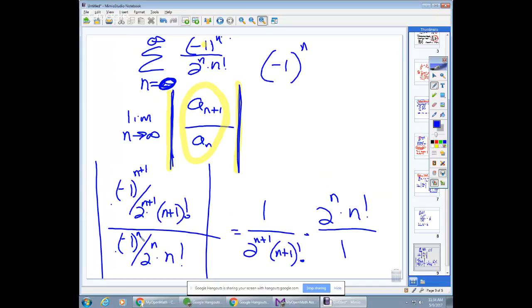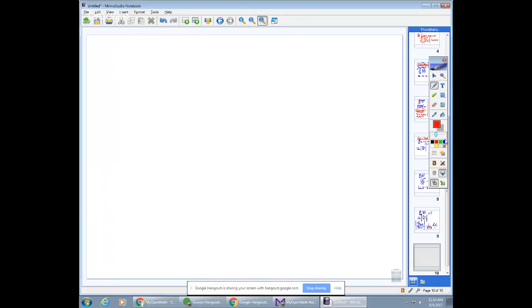Okay, so then we can clean this up a little bit. 2 to the n goes into 2 to the n plus 1 two times, because this has one more 2 in it than the one up there. n factorial is a little trickier. You okay with that one? Okay. Pulling it all together, n factorial over 2 times n plus 1 factorial is all that's left behind from those two.